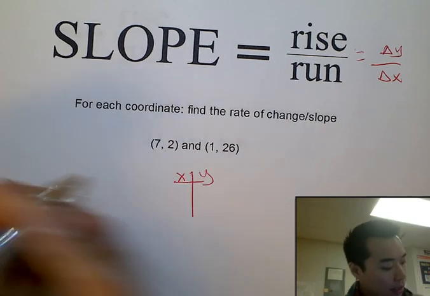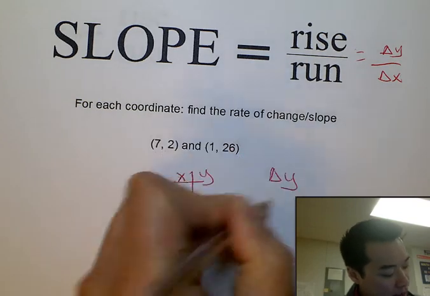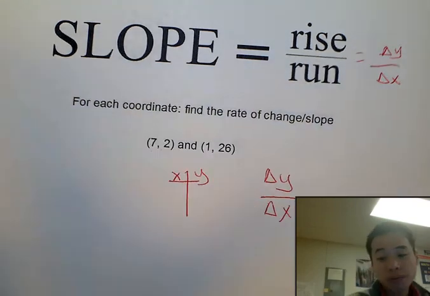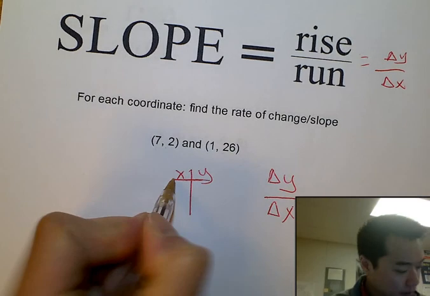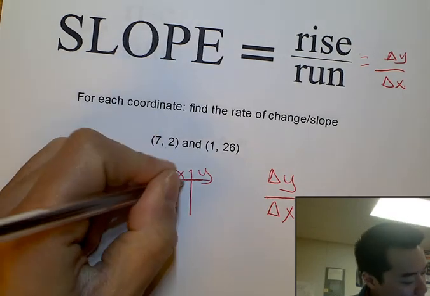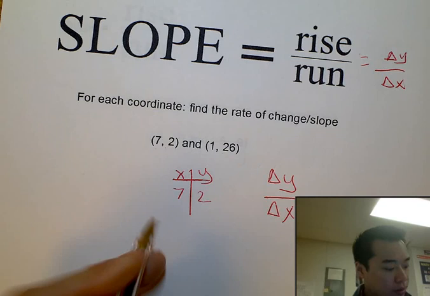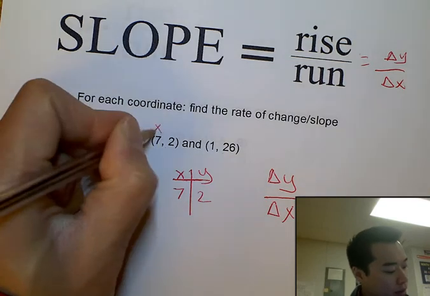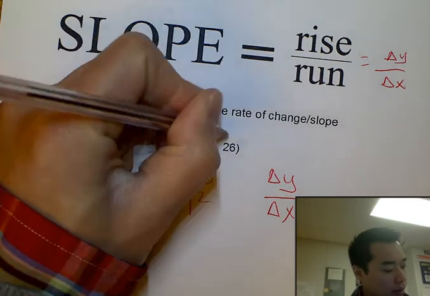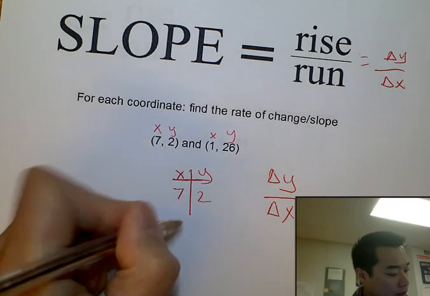I'm going to go ahead and write change in y over change in x, and it's got to be y over x. We'll talk more about that in class. I'm going to write my first point. It doesn't matter which one. 7, 2. I know 7 is x, 2 is y, 1 is x. It's y right there. I'm going to write the second one.